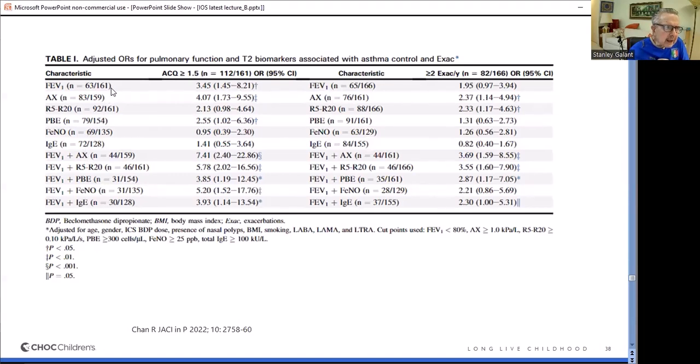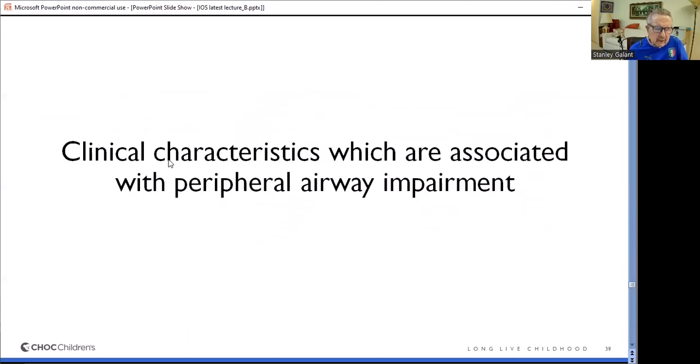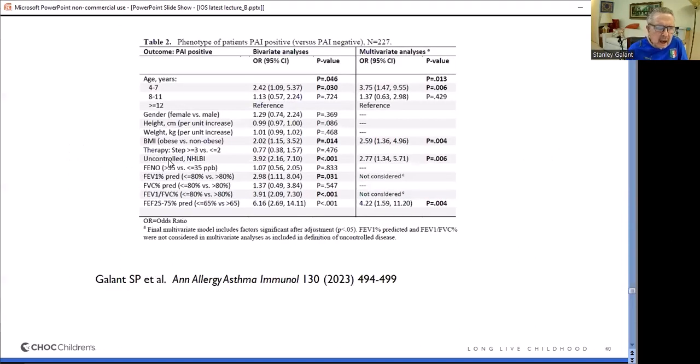For example, FEV1 by itself had an odds ratio of 3.45, and if you combine them, it's 7.41, so much higher. This applies to all the combinations. So there is an advantage of adding oscillometry to spirometry, not one or the other, giving a better odds ratio than either alone. And finally, what are the clinical characteristics which are associated with peripheral airway obstruction?